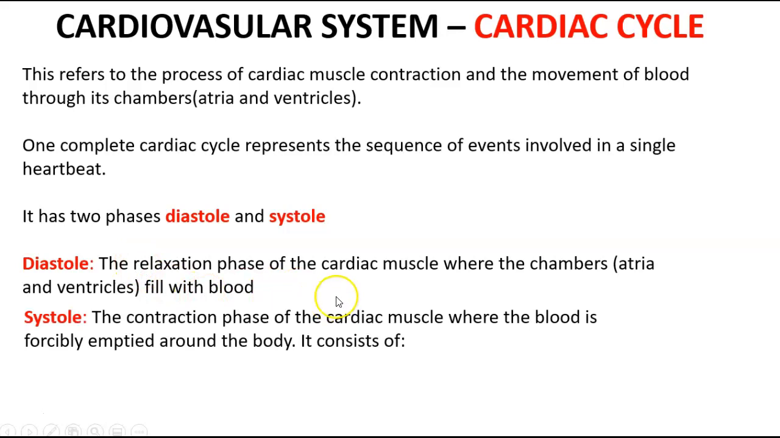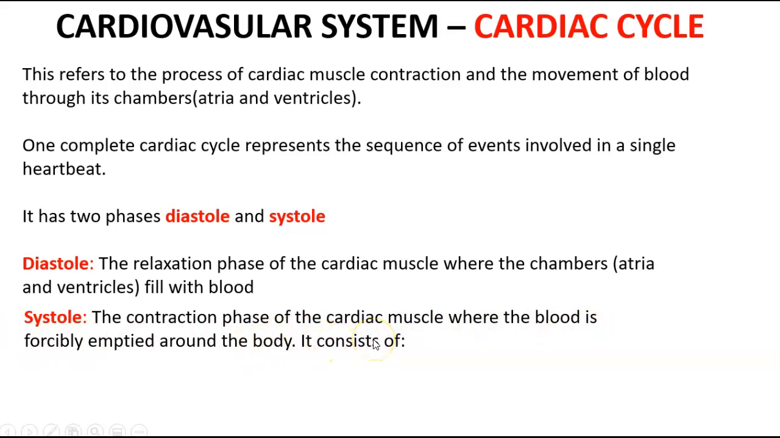Let's have a look from there. Once you've filled the heart up, we then need to contract the heart in order to empty the blood out around the body and into the lungs. So systole is the contraction phase of the cardiac muscle, where the blood is forcibly emptied around the body and to the lungs.